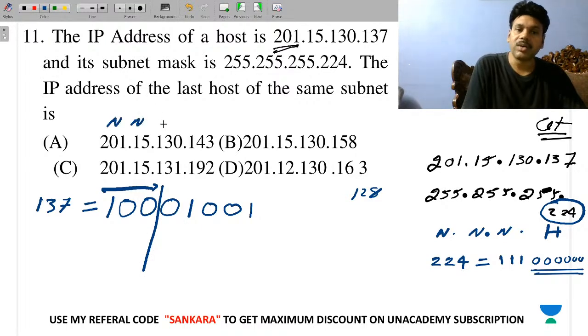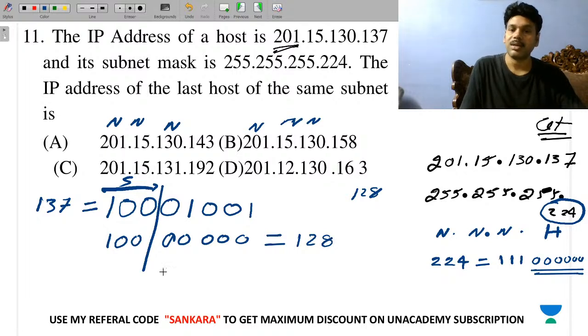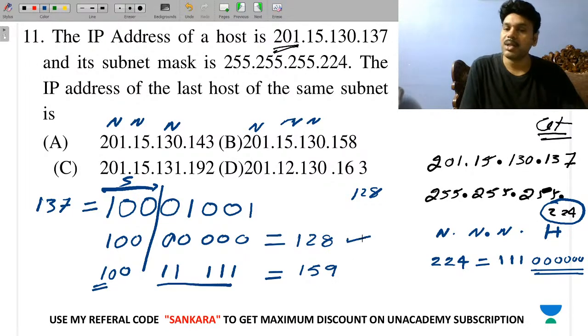Because all other 3 octets are NID only. Everywhere all other 3 octets are NID. Our main concentration is the last octet, that is HID. So this is your subnetted position. Drop it. Remaining you convert them to zeros. What is the value? 128 you got. Ending number also we see. So 128 plus 2 power 5 minus 1, 31, which is nothing but 159. So starting number is 128, ending number is 159.